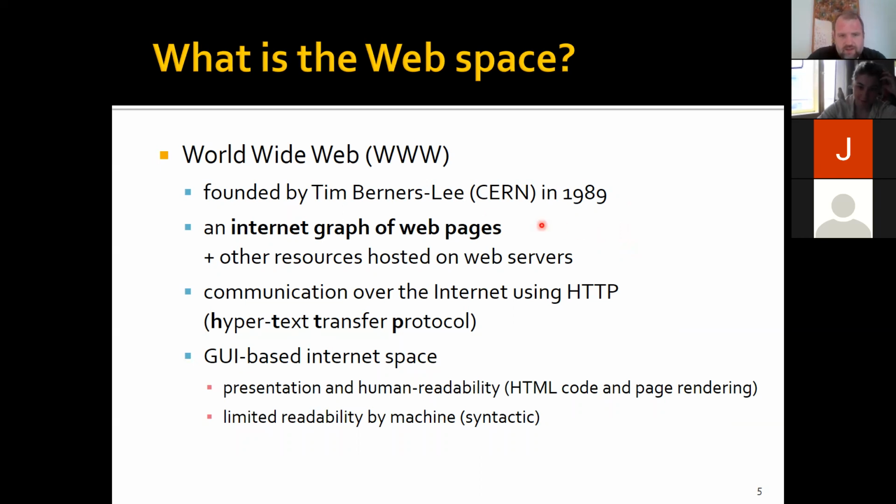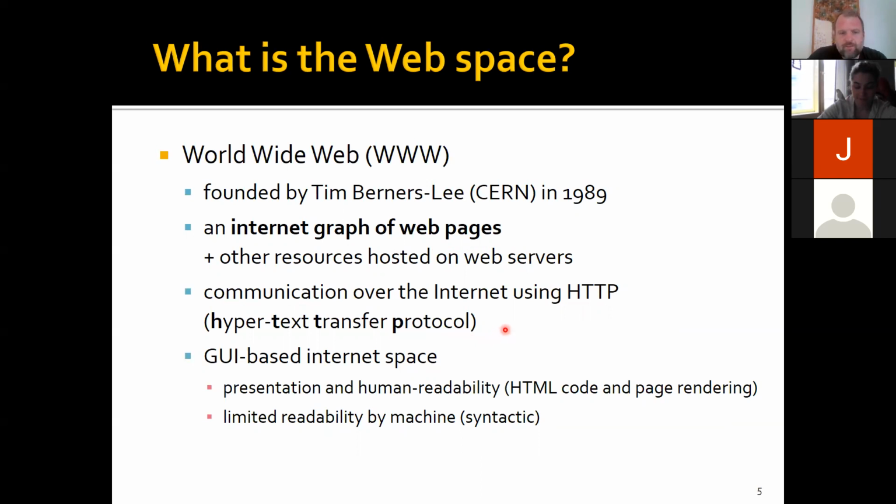Okay, so this is the basics. We have the graph structure. The nodes are the web pages. The edges are the links between the web pages. And because this must be realized over the computer network, there was also the HTTP protocol defined, hypertext transfer protocol, on which the communication is realized.